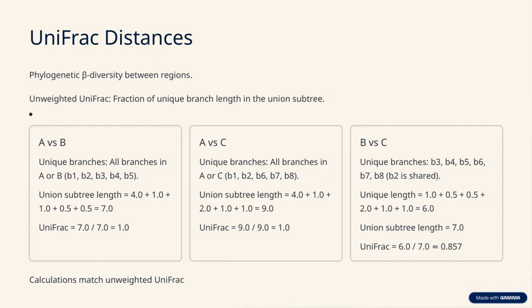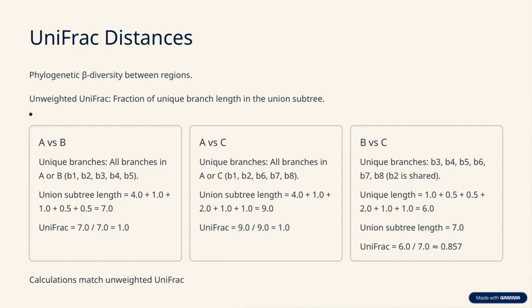Since the total union subtree length is also 7, the UniFrac distance for A versus B is 7 divided by 7, which equals 1. This indicates complete dissimilarity based on unique branches. Next, comparing A and C, the unique branches are all branches in A or C, namely B1, B2, B6, B7, and B8. Summing their lengths gives us 9. The total union subtree length remains 9, so the UniFrac distance again is 9 divided by 9, which equals 1. So A and C are also entirely distinct in terms of their unique branches.